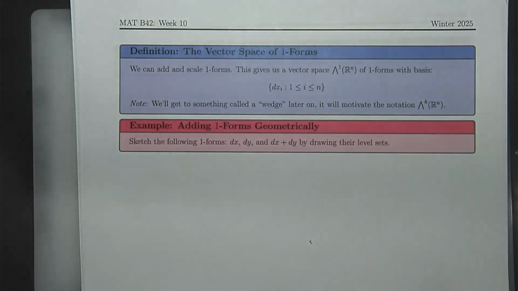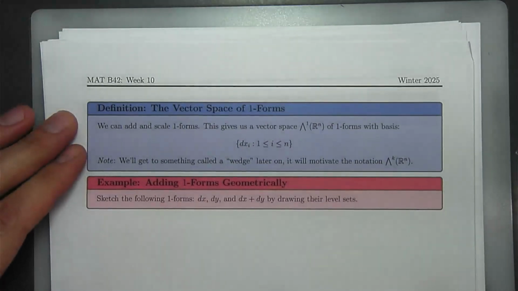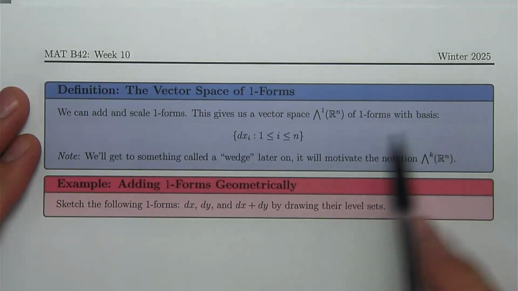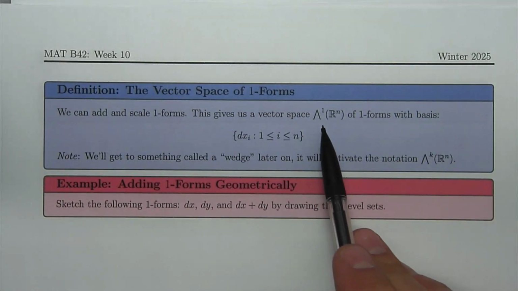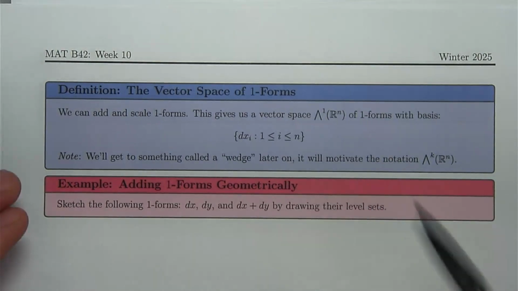Okay, lovely. So as a vector space, we can now add and scale one forms, right? That's nice. We can take linear combinations of one forms. This gives us a vector space, a space of one forms. We're going to call this by the following weird piece of notation: wedge 1 of Rn.